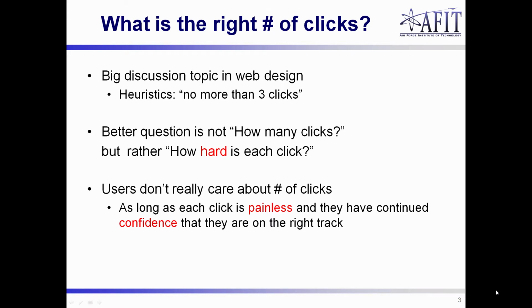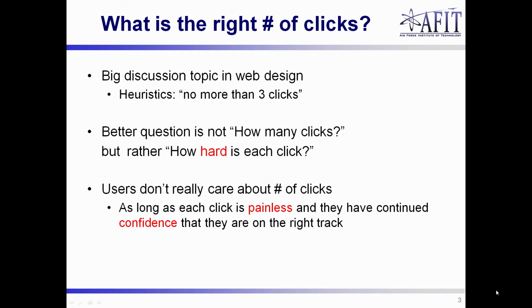So what is the right number of clicks? This is actually a big discussion topic in web design right now. You've probably come across a number of heuristics that say you should have no more than 3 clicks in order for the user to get to any particular action, or to accomplish any particular goal. But Steve Krug argues that the right number of clicks is not really the best way to view the problem, and that a better question is not how many clicks, but rather how hard is each click.